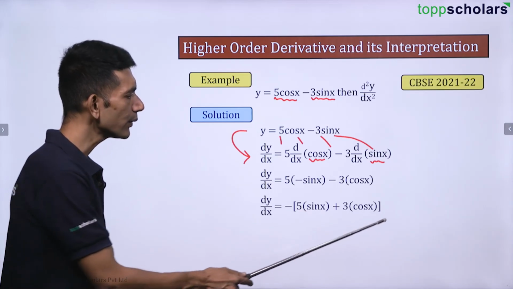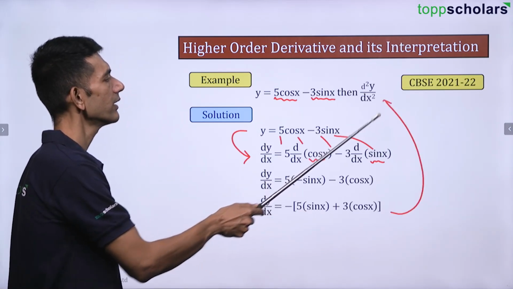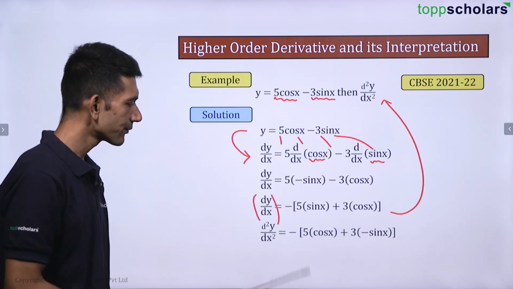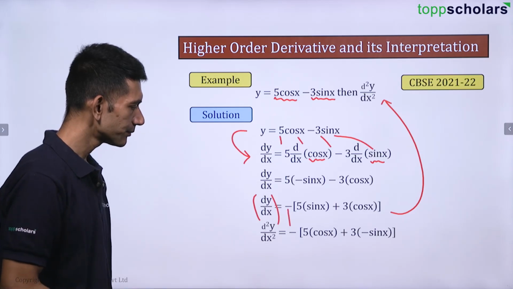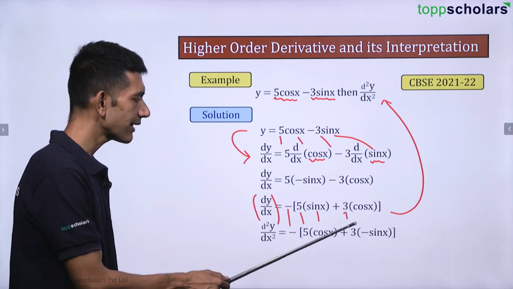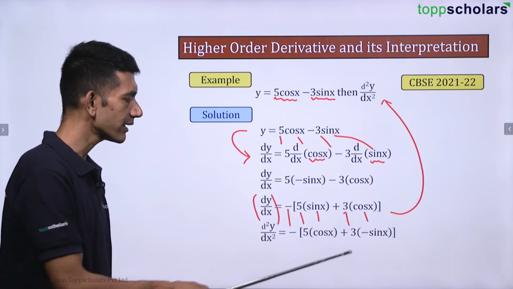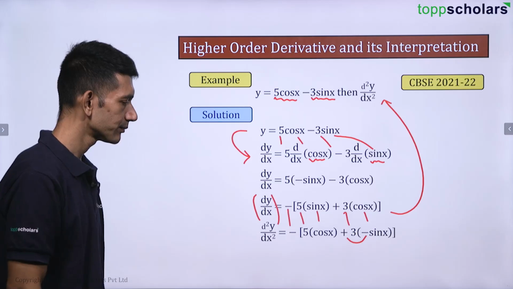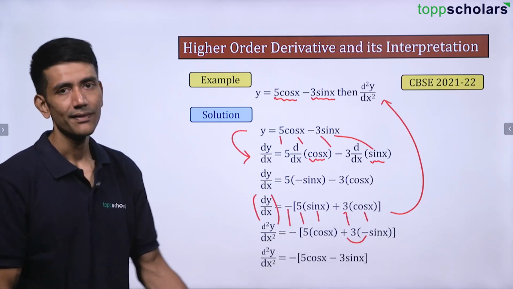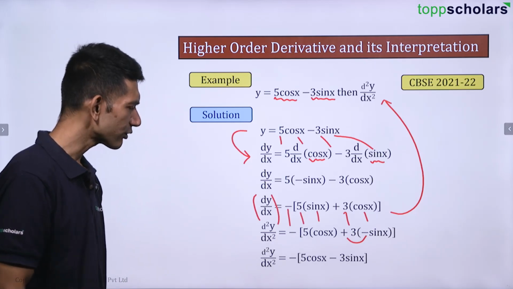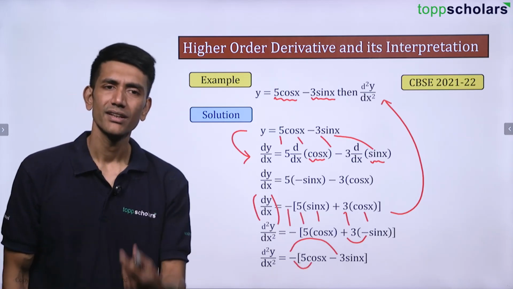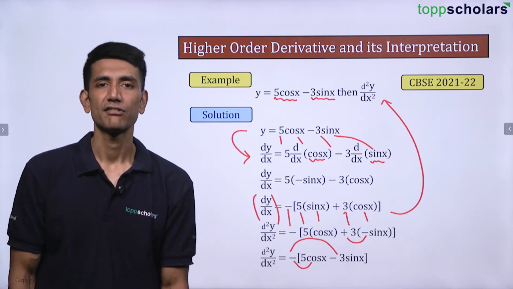Now you can take the second order derivative directly here, correct? So take the derivative once again. Minus will remain as it is. 5 is as it is. Sin x becomes cos x. 3 is as it is. Cos x becomes minus sin x. Take this minus sign here. So minus sign is outside, one minus sign is inside. And that is your final answer. If you want, you can open the bracket as well. You get plus 3 sin x minus 5 cos x. That can also be considered as your final answer.